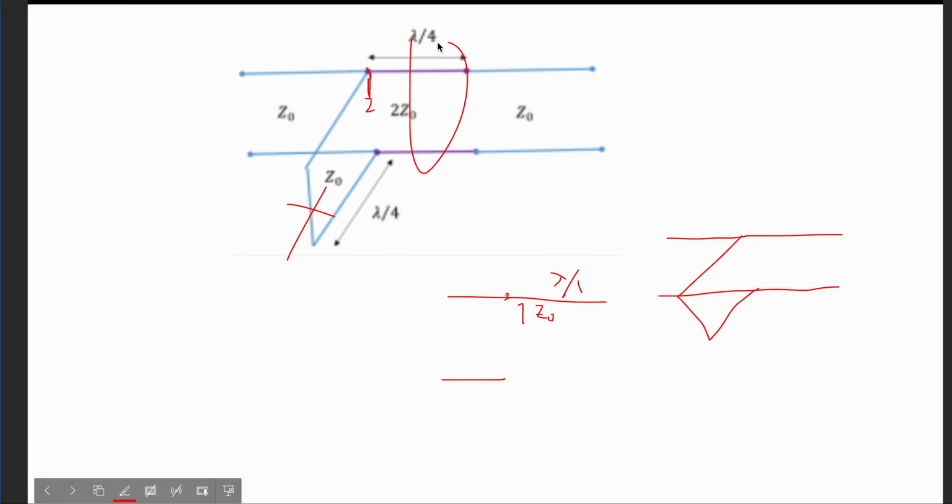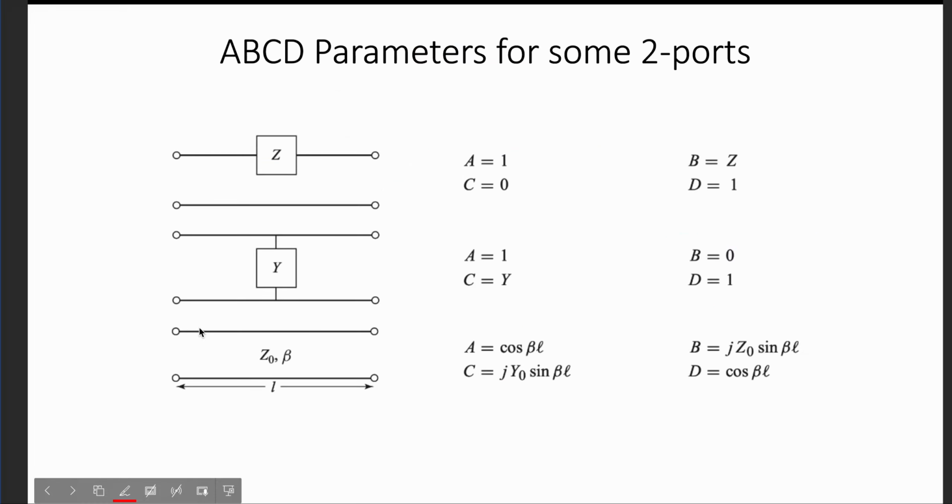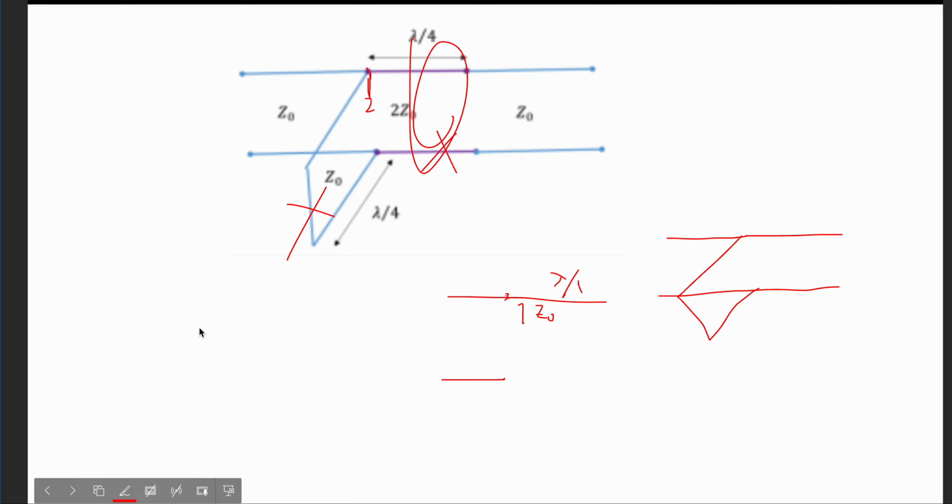There is no this part. No, this part is not there, right? So how will you calculate this? Can you tell me? It's really easy actually. Everything is here.